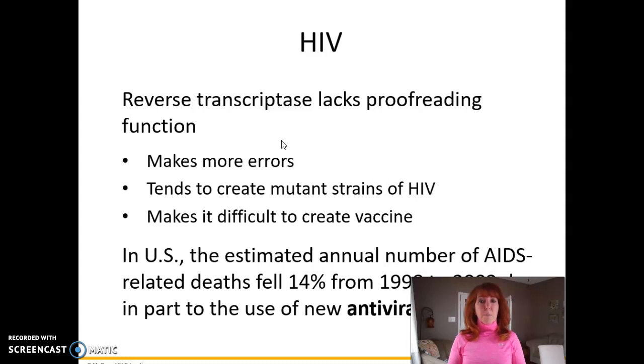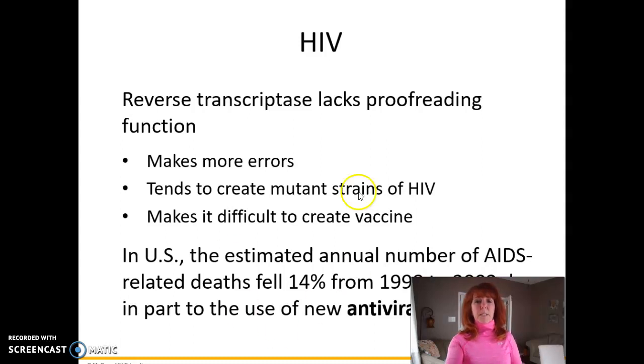It is a form of polymerase, and as we discussed before, polymerase has the ability to check for mistakes and correct those mistakes. However, this reverse transcriptase doesn't have that proofreading ability. So when it makes copies of the DNA, it makes mistakes. Therefore, those mistakes are built into the new viruses that leave the cell. And so each virus is going to be a little bit different.